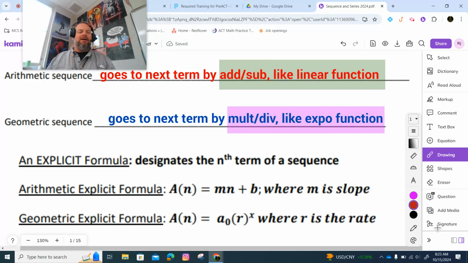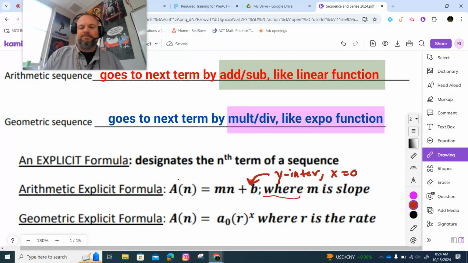All right, arithmetic. It's going to look like this: a sub n equals m times n plus b, where m is the slope, and that is our b, our y-intercept, or when x equals 0. So you might want to write that down.